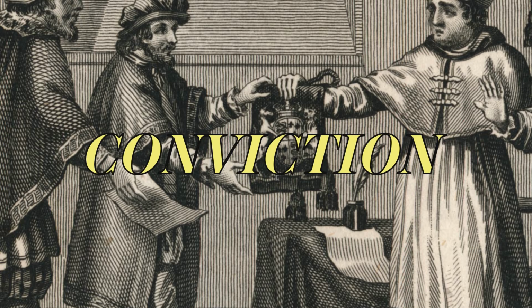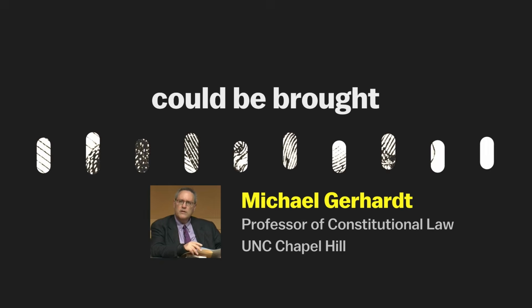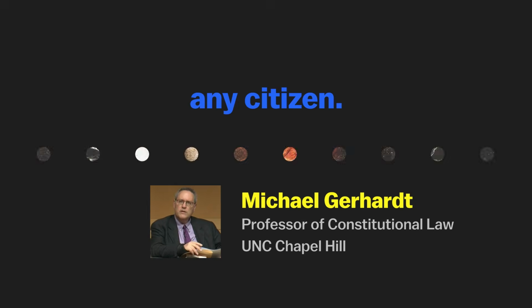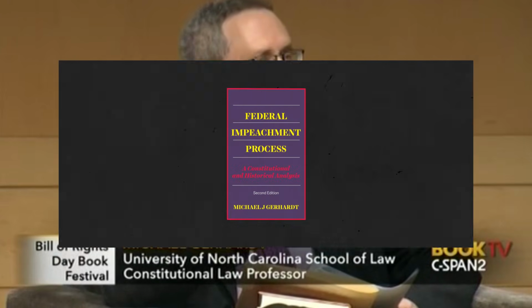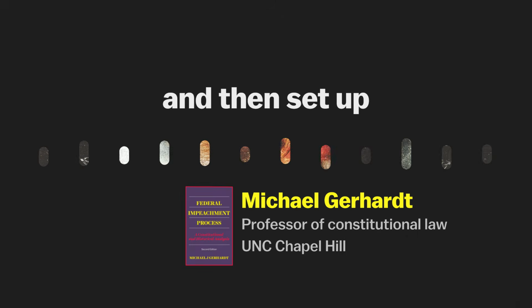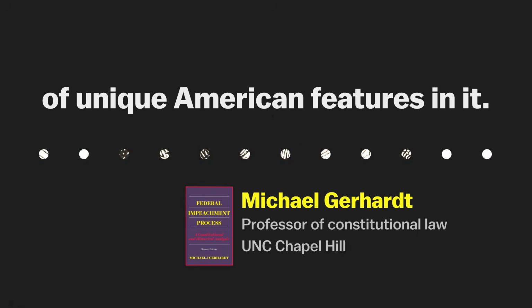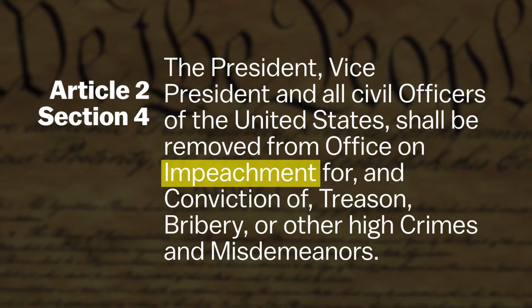Trial, conviction, punishment. In Great Britain, impeachment could be brought against anybody, any citizen. And it also could result in any punishment, including death. Michael Gerhardt is a constitutional law professor who literally wrote the book on impeachment. And so they put impeachment into the Constitution and then set up a whole series of unique American features in it. The Constitution lays out 3 offenses for which any federal official, including the president, can be impeached.